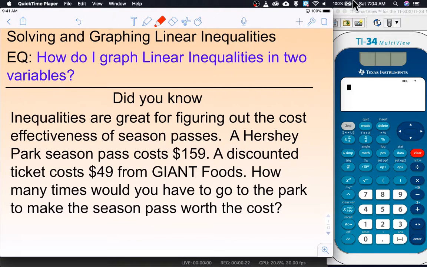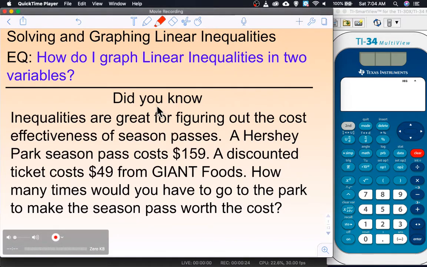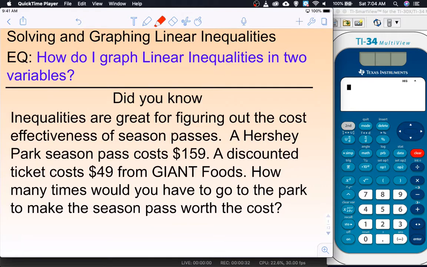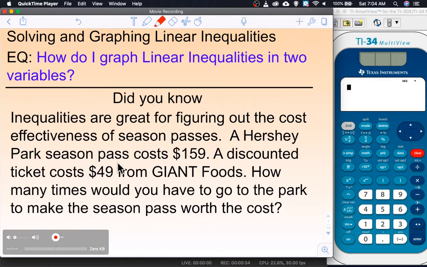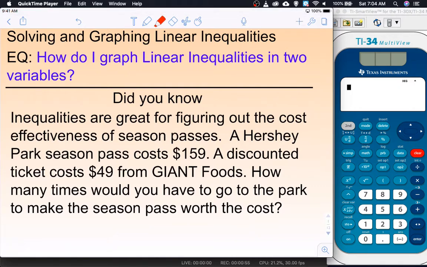doing in the past. Did you know that inequalities are great for figuring out the cost effectiveness of a season pass, or one of those things where you buy a bunch of things at one time that give you a discount? So it says here a Hershey Park season pass costs $159. A discounted ticket costs $49 from Giant Foods. Usually you can get them a bit cheaper there. How many times would you have to go to the park to make the season pass worth the cost? That's a simple inequality, but that's the kind of thing that you could do frequently.